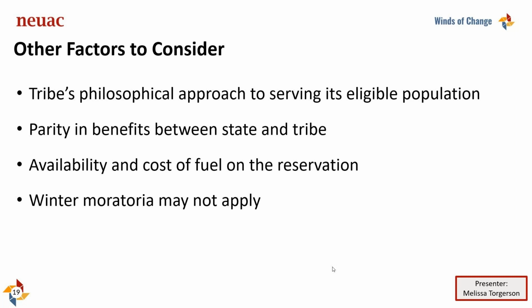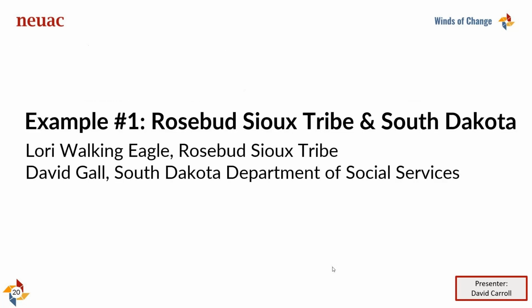When you're thinking about that, it's important to look at the availability and cost of fuel on the reservation, right? Because if it's very expensive fuel on the reservation, the benefits are going to go much quicker. And so being able to think about that when you look at funding and who you're going to be serving is important. And then winter moratorium may not apply depending on what kinds of utilities.